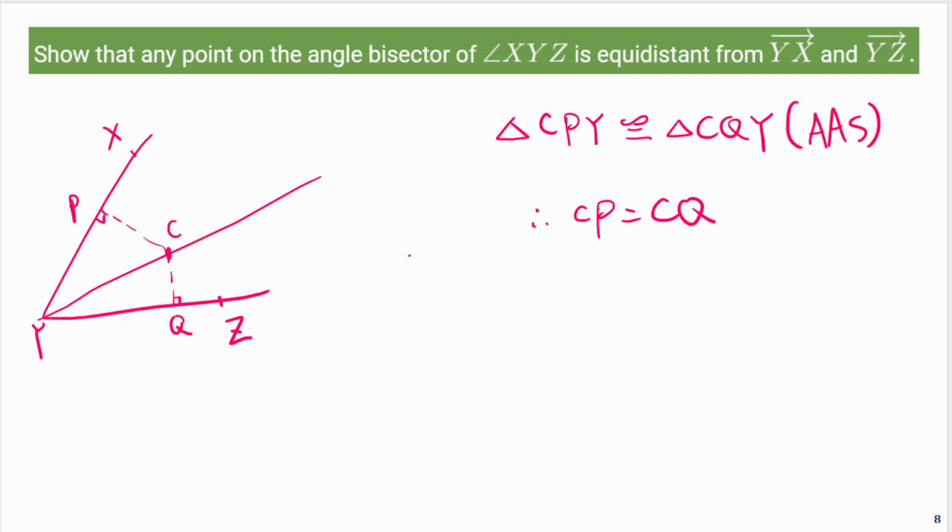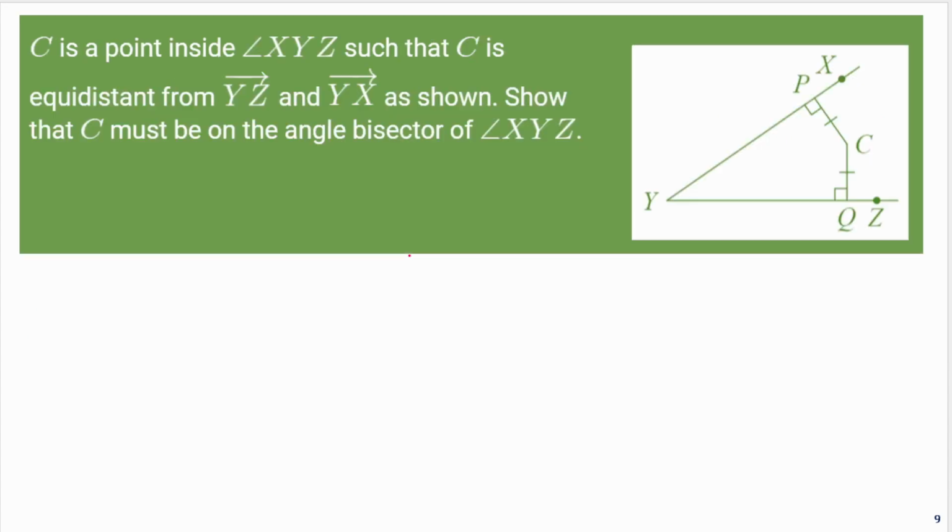Also, as with the perpendicular bisector, we can run this backwards, deducing that any point that is equidistant from the sides of the angle must be on the angle bisector. So consider this question here to see if you can show C must be on the angle bisector of triangle XYZ. I'm not going to cover this problem for you. You can use this as homework, okay? But actually, we can prove both directions.